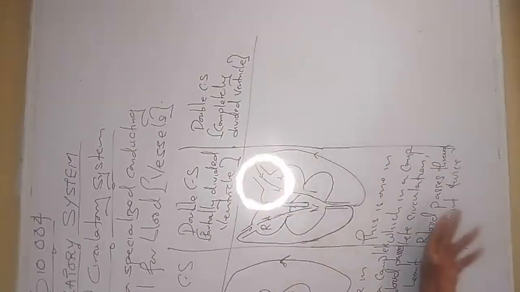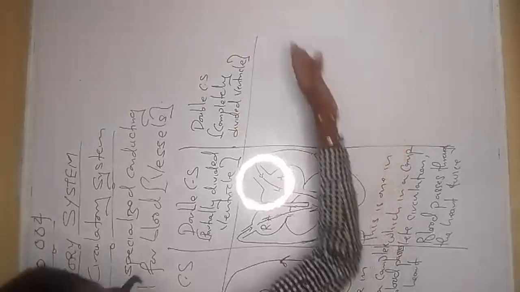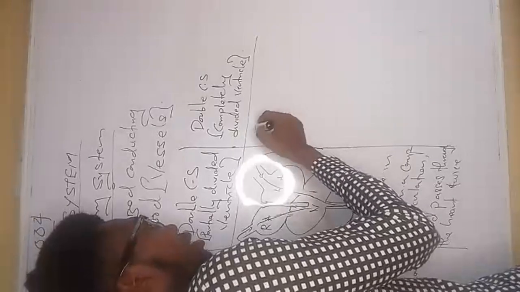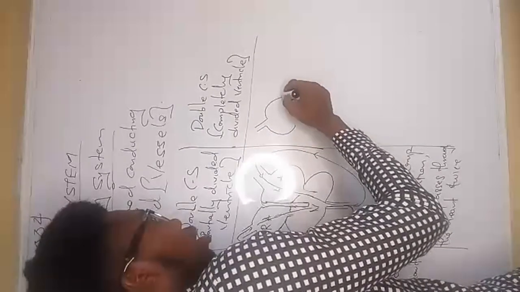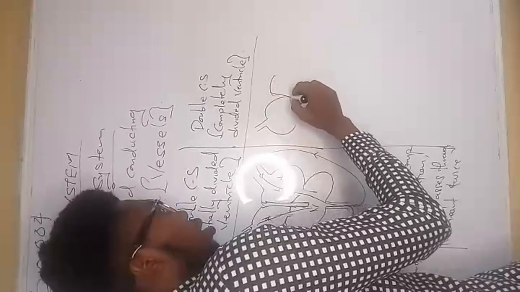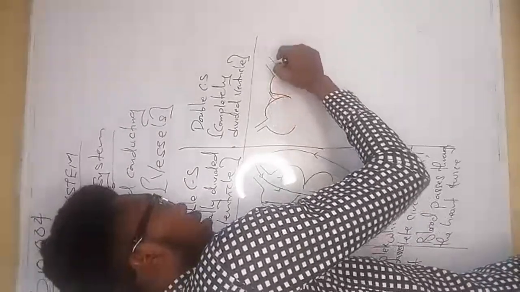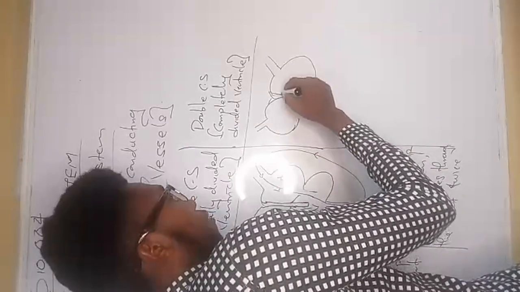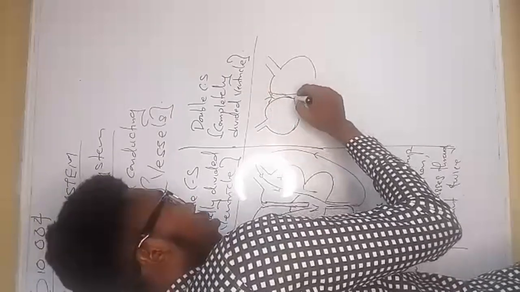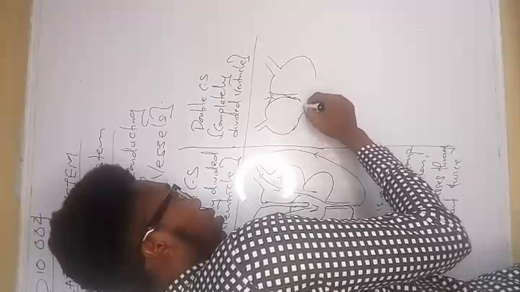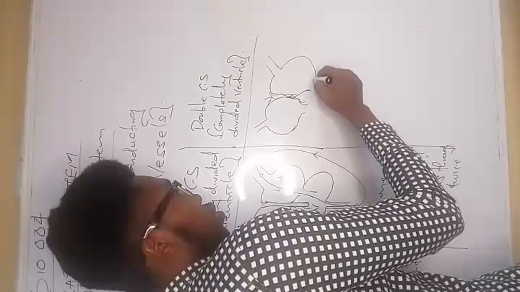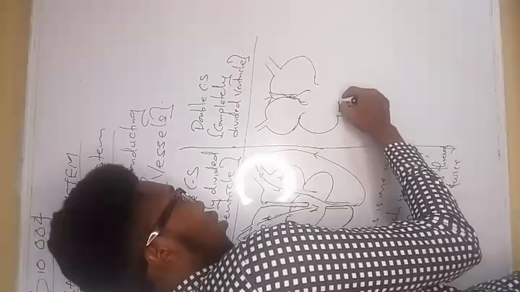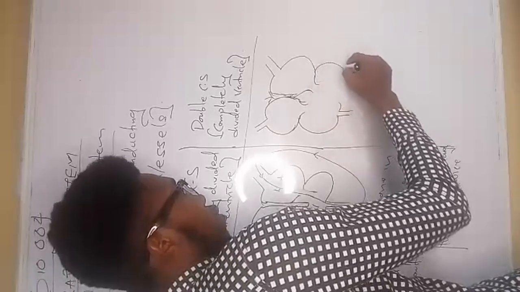Now for this one, we have an auricle, another auricle. Just like this, just that this time around it will be completely divided. So we have one auricle here, we have another auricle here. Each of them now forms a separate ventricle. One empties into its own here. One empties into its own here. They now form their own ventricle.